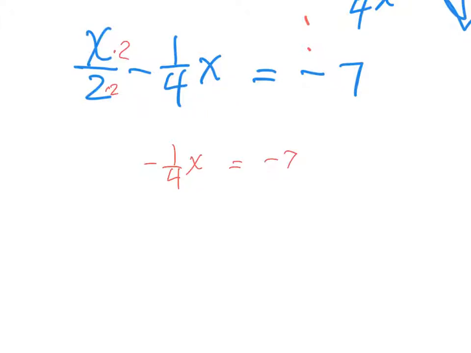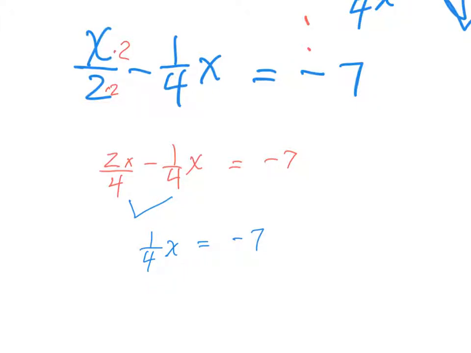I do times 2 times 2. So this is really 2x over 4, which is the same thing as 2/4 x. And 2/4 x minus 1/4 x is 1/4 x. That's equal to -7.